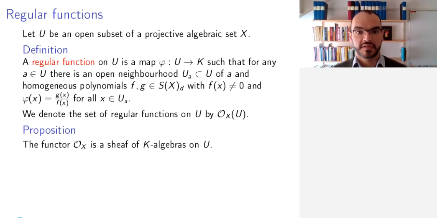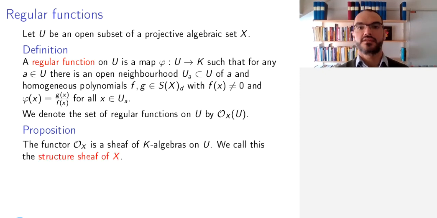And we denote the set of regular functions on U, as always, by O_X(U). And it is fairly immediate that this is a pre-sheaf of k-algebras, and it is a sheaf because of the local nature of the definition. So this is very much akin to the definition of regular functions on affine varieties. So you might want to pause and carry out the proof yourself of the sheaf property. I will leave this as an exercise to you. This sheaf is going to be called the structure sheaf of X.